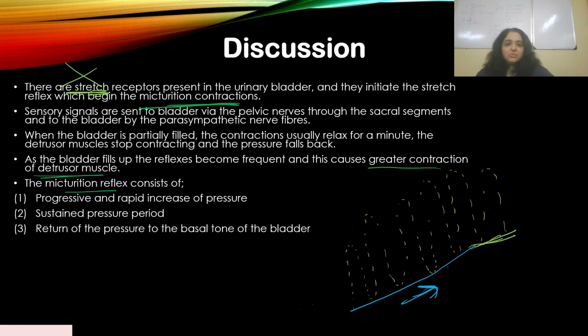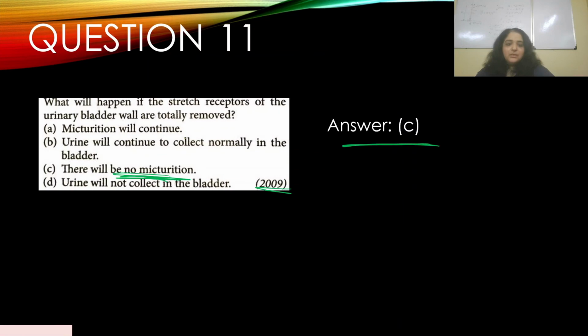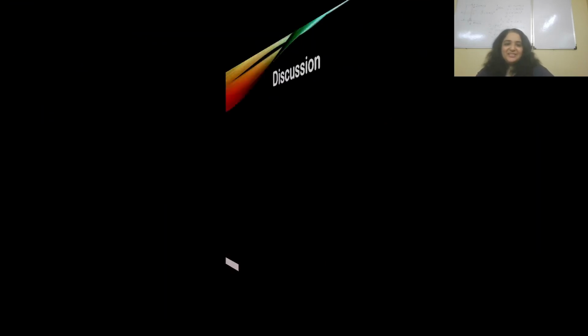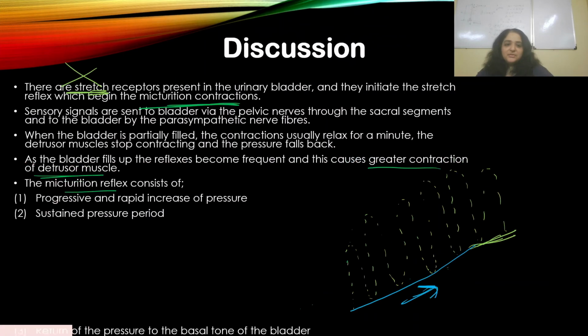So to answer your question, let's go back to the question. What will happen if the stretch receptors of the urinary bladder wall are totally removed? Then there will be no micturition. This is the appropriate answer for this. No micturition will occur. Let's move on to the next question.